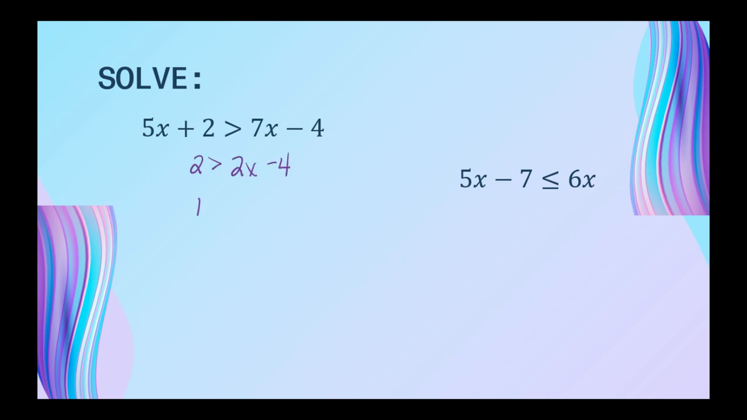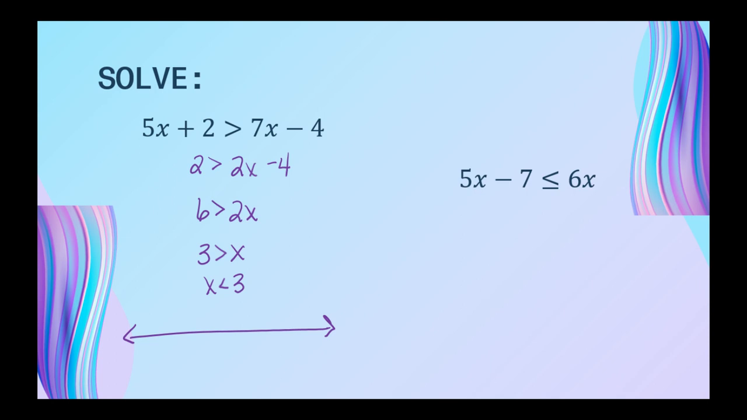And then I'm going to add the 4. So I have 6 is greater than 2x. I'm going to divide by 2, and I get 3 is greater than x, which means that x is less than 3. I'm going to graph my solution set on a number line.